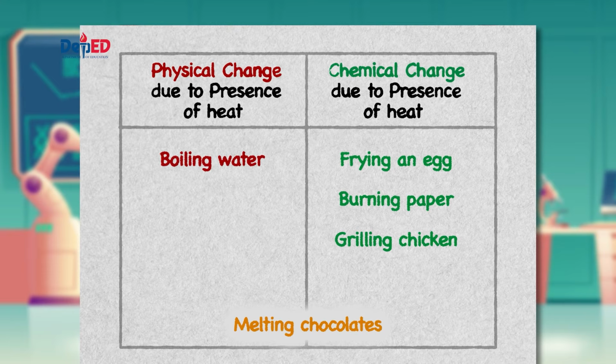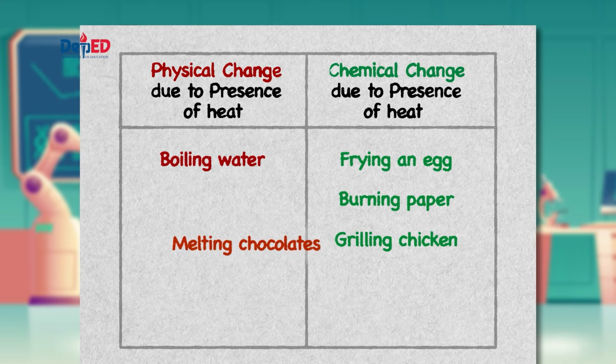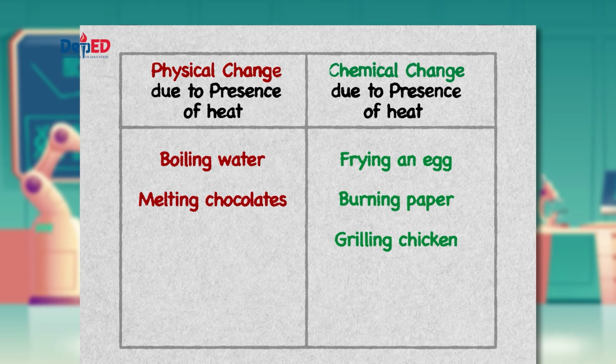Fifth, melting chocolate. It changes its state from solid to liquid. It is reversible. Is it physical change or chemical change? Answer, physical change. Sixth, drying of wet clothes. Water evaporates due to presence of heat. It retains its composition. Is it physical or chemical change? Answer, physical change.